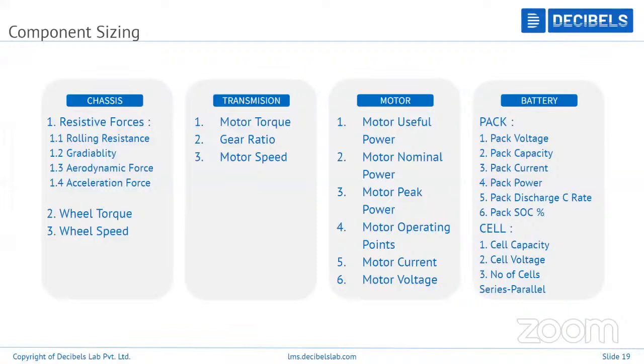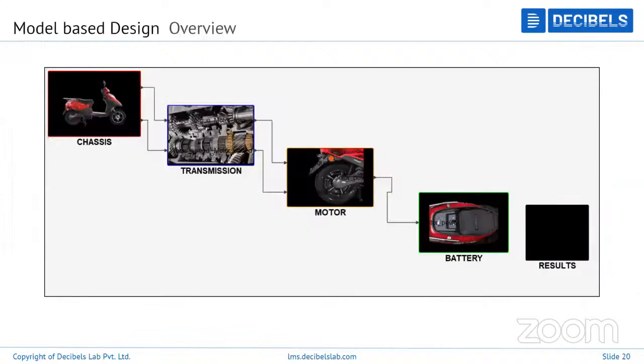How does the SOC go down along with your drive cycle? How is the battery pack discharging, at what C rates? Then cell capacity, cell voltage. Each of these things can be sized via MBD. So I'm just giving an overview of how an MBD looks, which covers all the subsystems. When you talk about powertrain subsystems like chassis, transmission, motor, battery, and the end results, you would be getting at least the range of your component size.